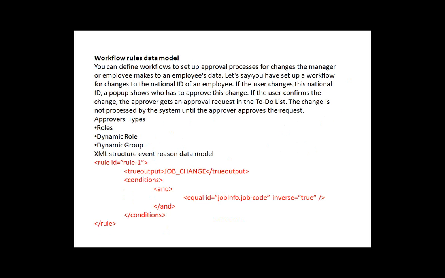The next data model is the workflow rule data model. Workflow is basically an approval process for changes the manager or the employee makes to the employee data. The admin defines the various approval types. The approval types are role, dynamic role, and dynamic group. Role means the approver is either the employee, the employee's manager, or the HR manager. It's a single person.